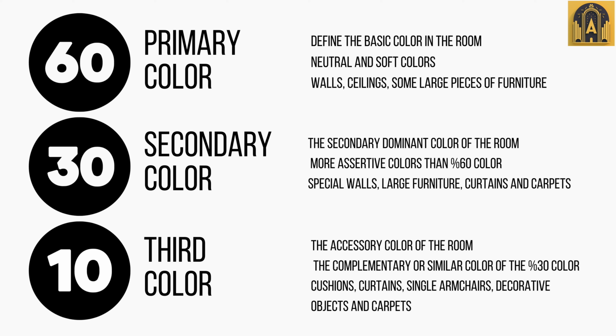The third color, i.e., 10%, is the accessory color of the room. It can be a more dominant color than the other 2. The complementary or similar color of the secondary color can also be chosen. Cushions, curtains, single armchairs, decorative objects, and carpets fall into this category.